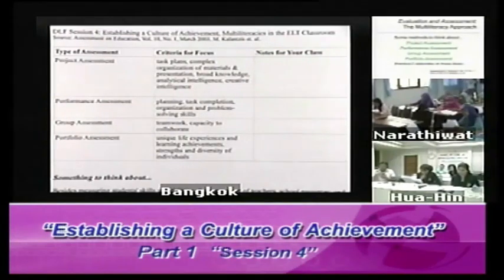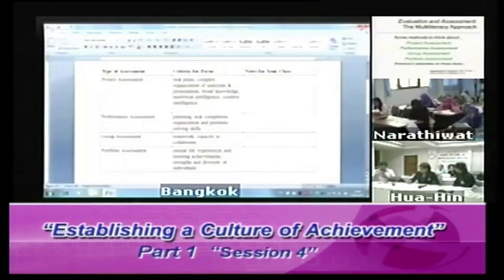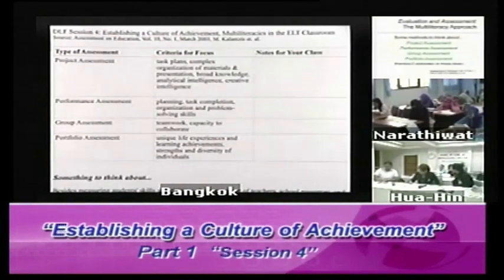While you're looking at the sheet, perhaps you can look at it while I explain some of the concepts, the criteria. Some of you may not be familiar with it, but for example, with project assessment, some of the criteria are like task plans. Maybe you're working with your students and they have some preliminary planning, right? What are some of those things, the materials that they're getting together, that they are collecting when they are planning their project?